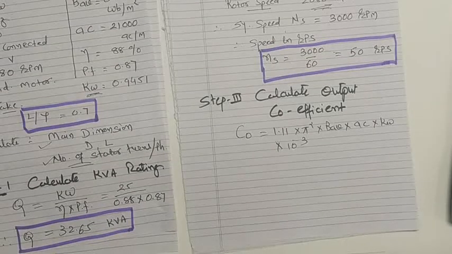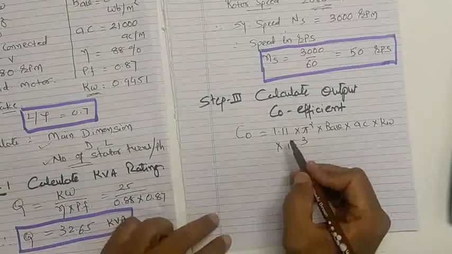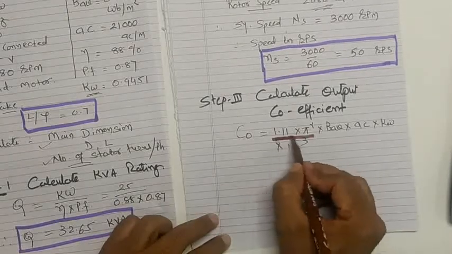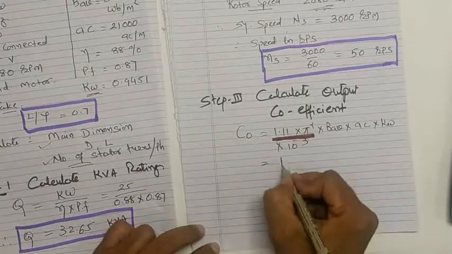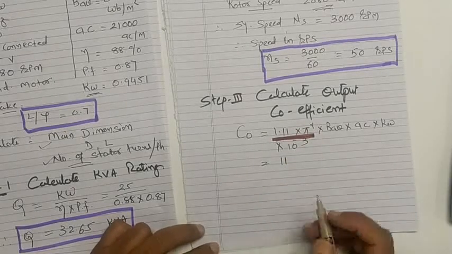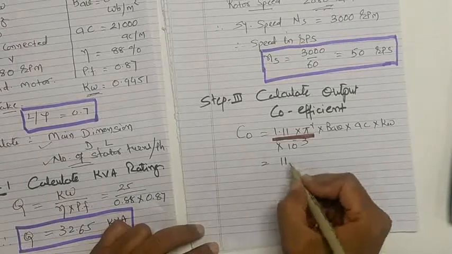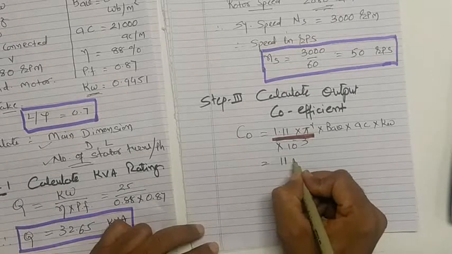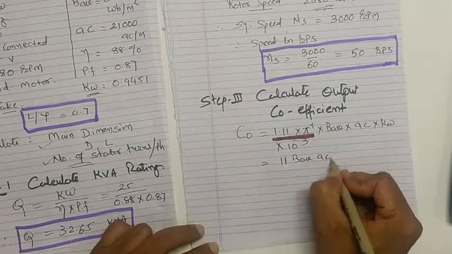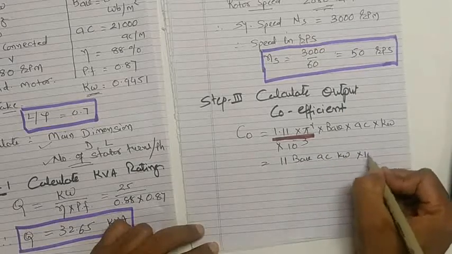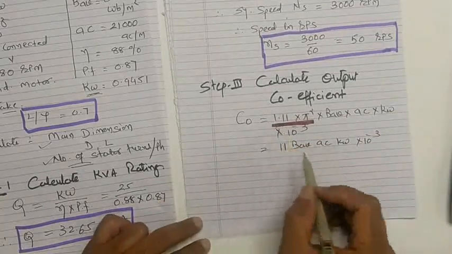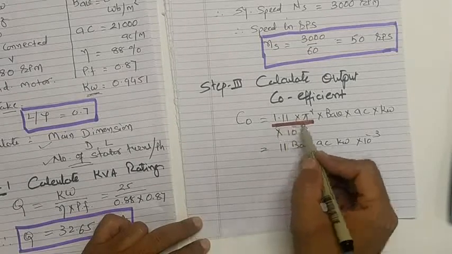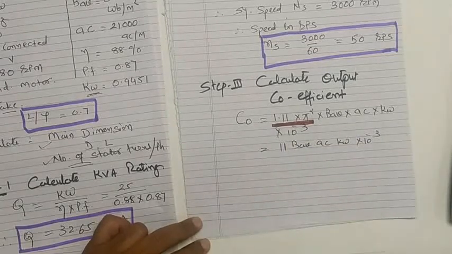So in previous lectures we have been calculating 1.11 multiplied by pi square, but now we can use this multiplication as 11. It is actually 10.95, but we can take 11, so CO is 11 BAV AC KW multiplied by 10 raised to minus 3. That is for the simplification. Every time you need not multiply 1.11 by pi square. Directly we can take 11, right?